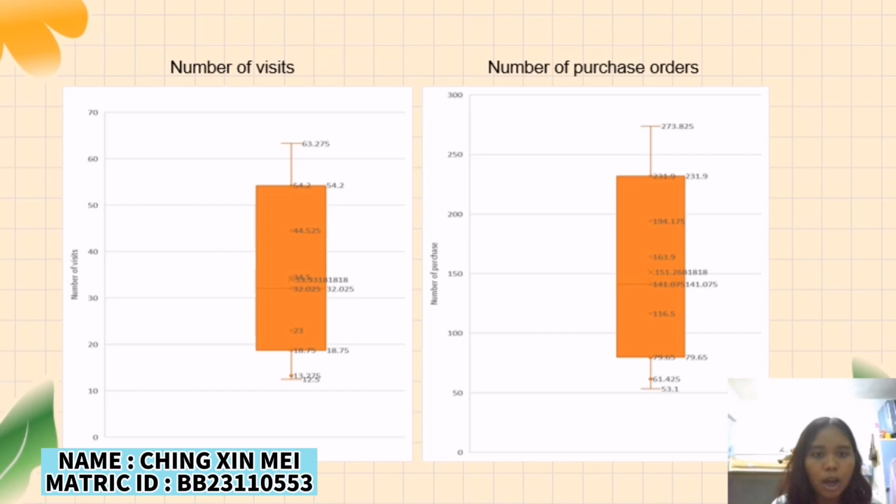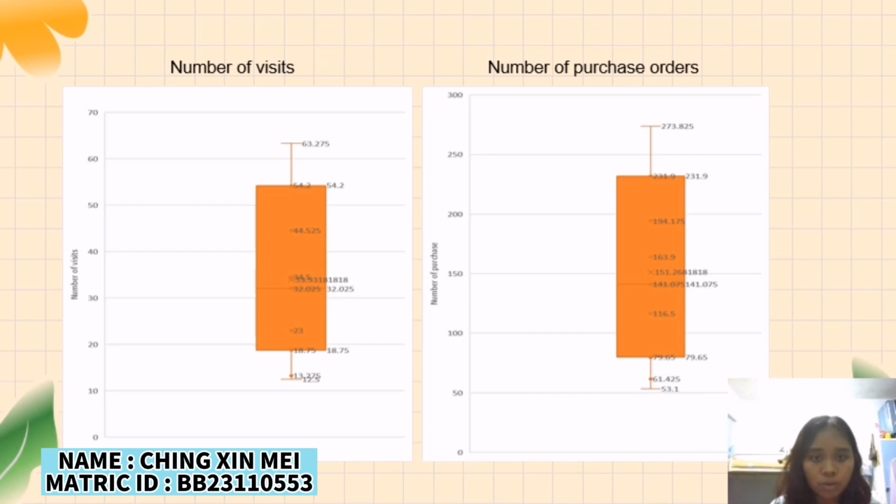Other than that, the box plot for the number of purchases is larger than the box plot for the number of visits. It indicates a greater variability or spread in the data for purchase orders compared to the data for website visits. A larger box plot for purchase orders suggests that there is more diversity in the performance of e-commerce websites when it comes to converting visitors into customers. Some websites may have significantly higher purchase order numbers, while others may have lower conversion rates.